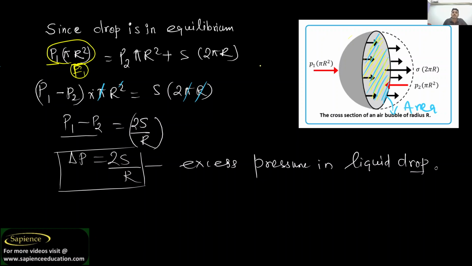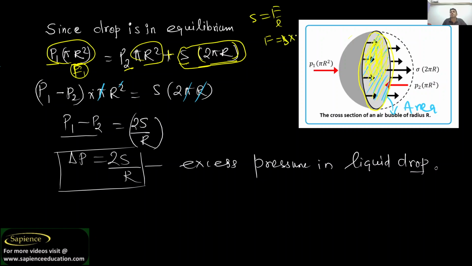Now what is the force inside? P2 into pi r square, because we are talking about this semicircular area only, right? Plus how much surface tension? You know that surface tension is only acting on the surface and surface length. Surface tension per unit length is your S, and total length is your 2 pi r, so that you will get the total force. Surface tension is force per unit length, so force is equal to surface tension into length. Here length is 2 pi r, so we multiply S by 2 pi r.